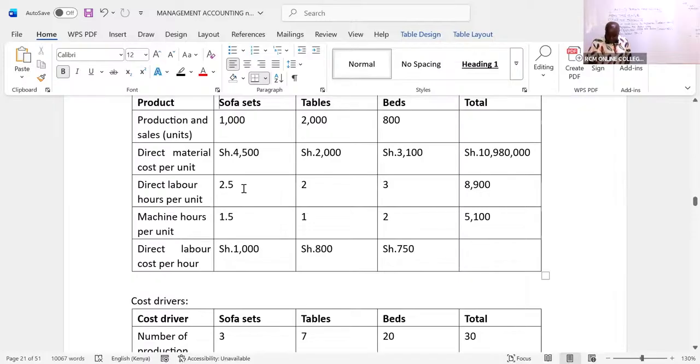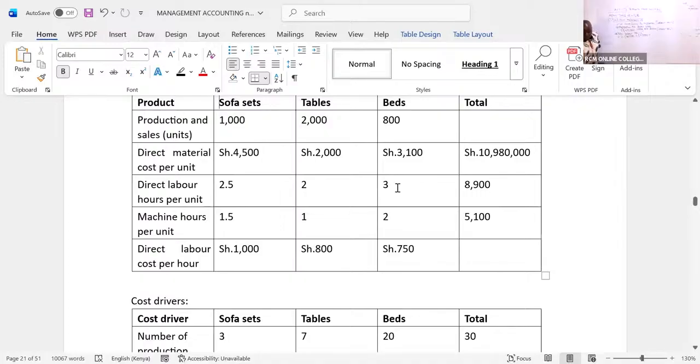So to get the total labor hours, this is what I will do. I will take 2.5. This is per sofa set. And how many sofa sets are we producing here? 1,000. Some labor hours will be spent on producing the next product, tables, where I'm going to have 1 hour times 2,000. I can see some other labor hours going to beds.